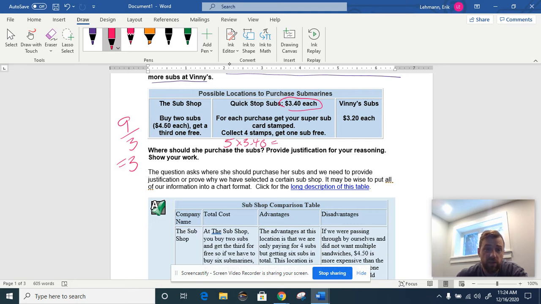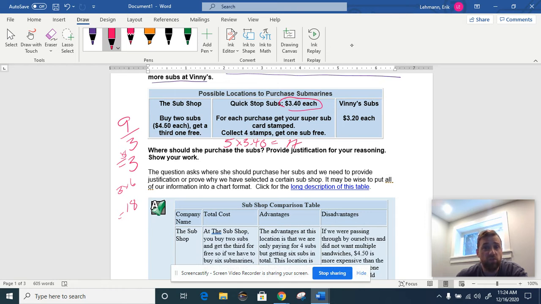So in this case, the sub shop we turned out it was $3 for 1. 3 times 6 is 18. Now I'm just writing off to the side to show you this. These are the sort of notes you could be making on your paper. And you can show me all these notes or you can summarize them. It's kind of up to you. For Quick Stop, 5 times 3 is 15. 5 times 40 cents is going to be $2. So that's going to be $17 total for this one.